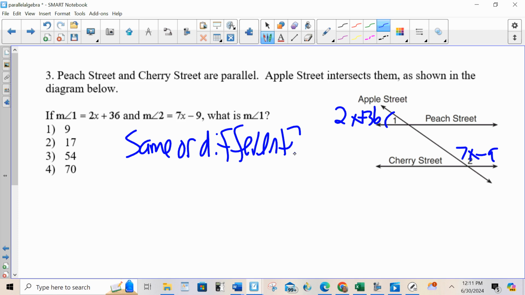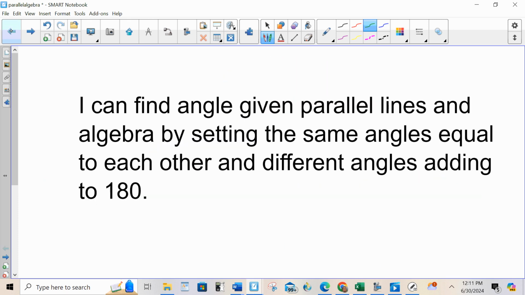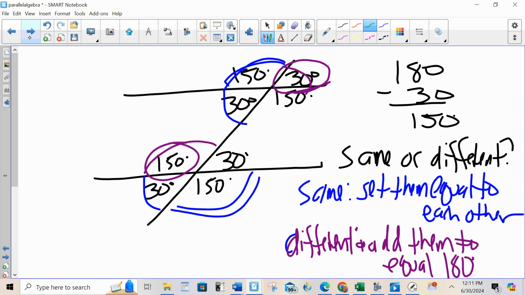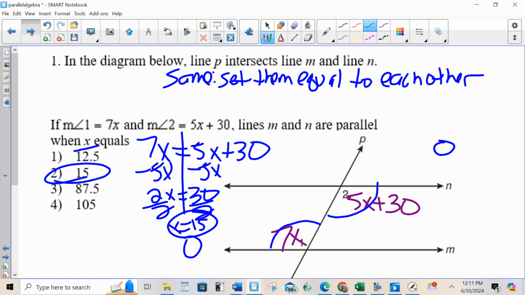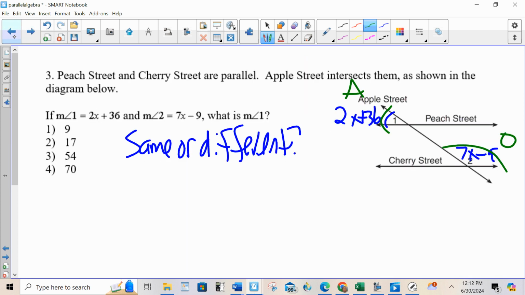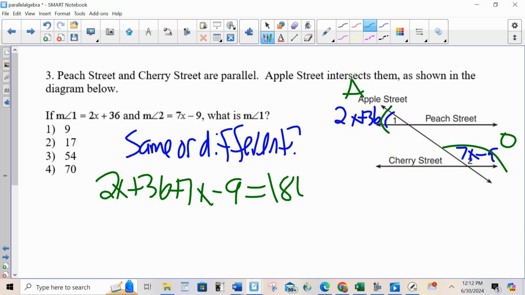Well, this is acute. This is obtuse. Since one's acute and one's obtuse, they're different. If they're different, going back to this picture right here, any acute and any obtuse, they're not equal, they add to equal 180. So I'm going to add the expressions to equal 180. So it's going to be 2x plus 36 plus 7x minus 9 equals 180.